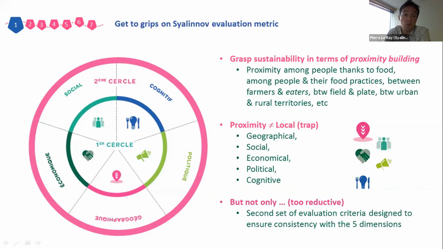Obviously, it would be too reductive to affirm that more proximity equals more sustainability. So in addition to these 5 first evaluation criteria, we add 9 others that enlarge the scope of the sustainability we can assess with Syalinnov, but still in coherence, in consistency with the 5 dimensions.